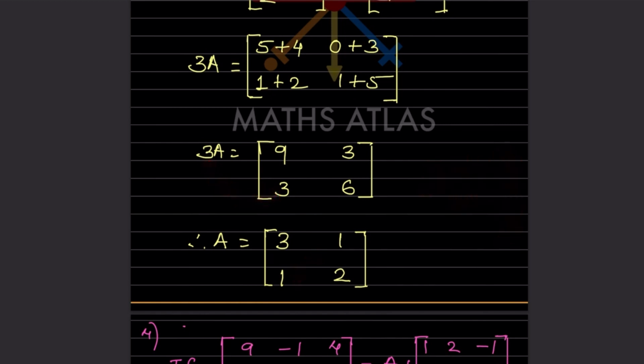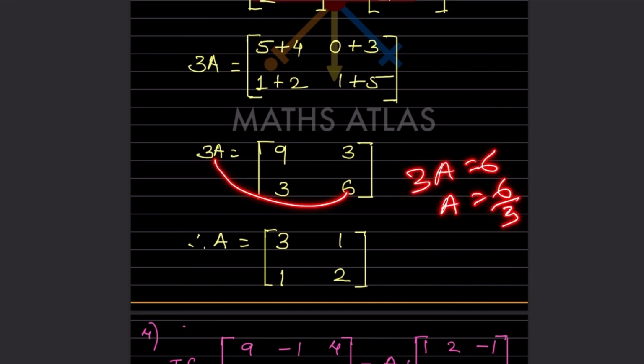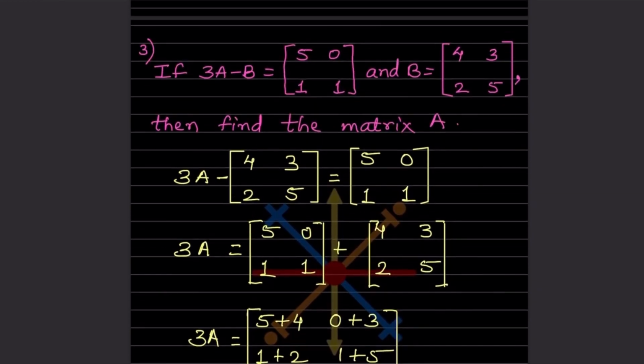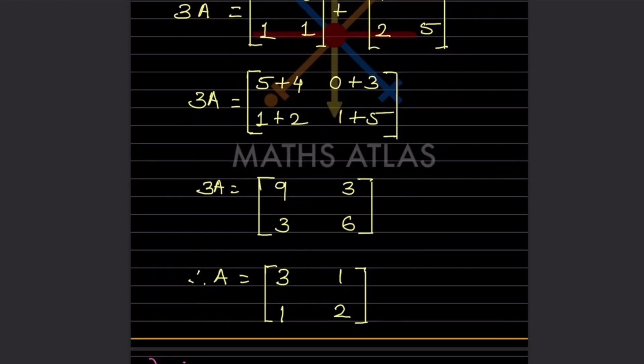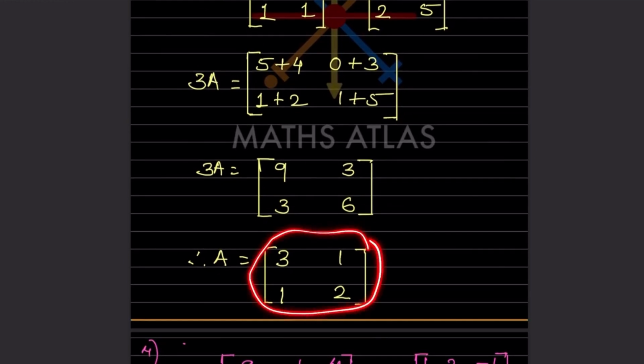So this is here. Now again you will compare this and this. That will be 3A is 3. Again A is going to be 3 by 3, that is going to be 1, that is here. Again you will compare this and this, that is 3A is 6. So A is going to be 6 by 3, that is going to be 2. So they have asked for the matrix A. So this is the matrix A. So this is the answer.